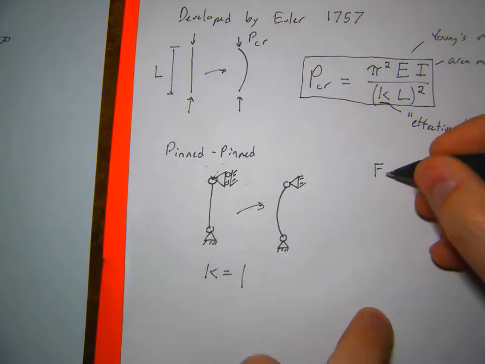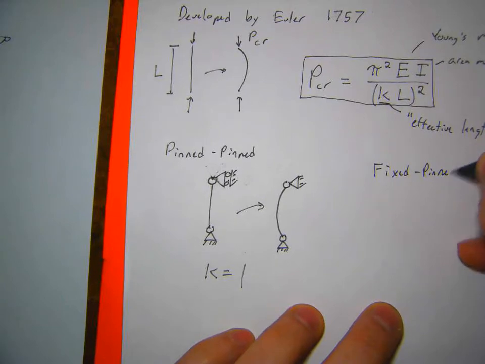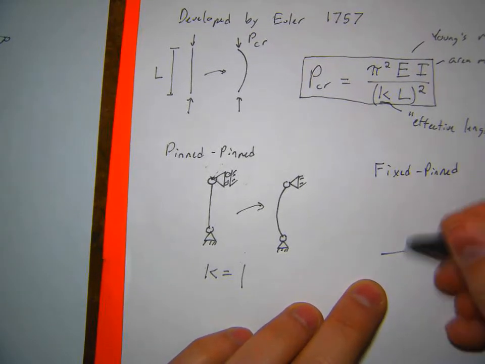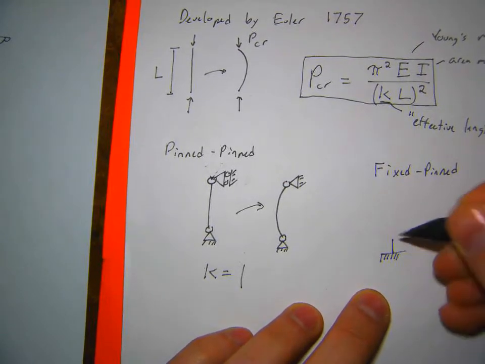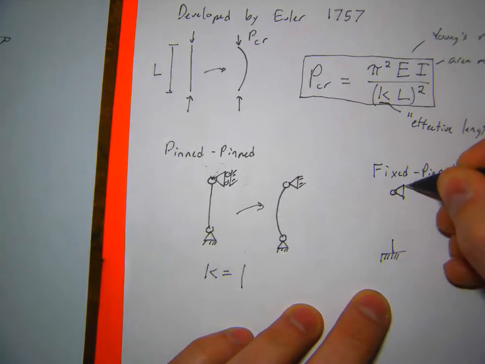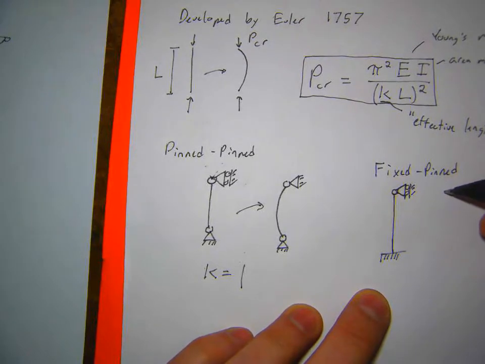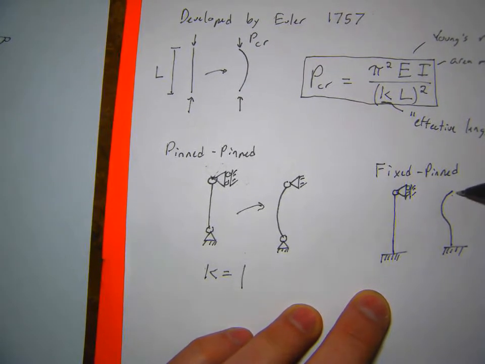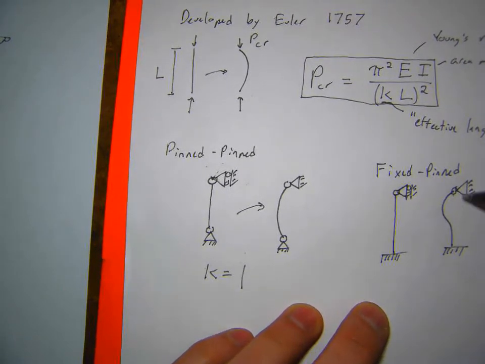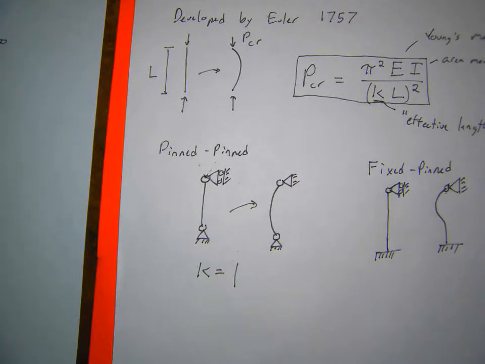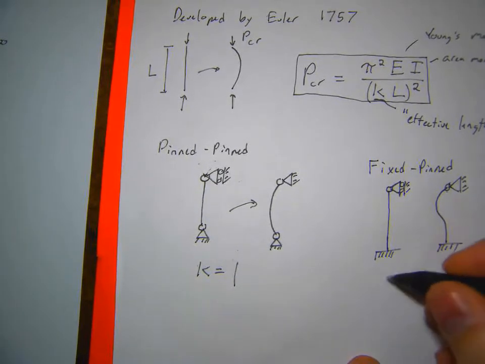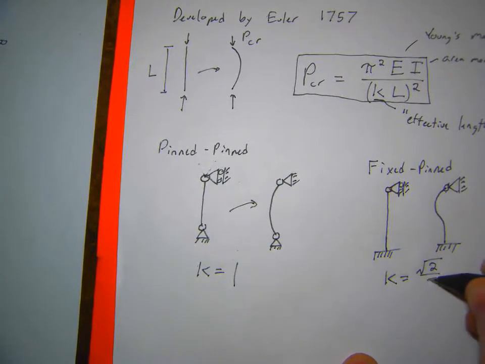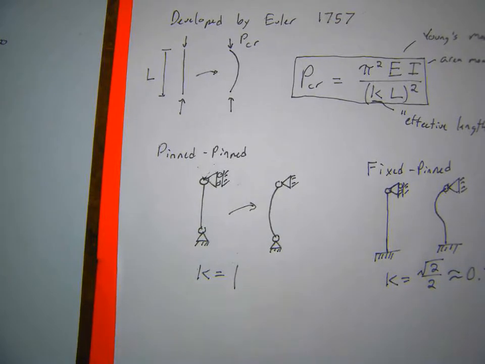There's a fixed-pinned case, which I'm going to draw as a rod that's rooted to the ground, so it can't spin there, and then another rolly thing here. And this deformed state looks something like a question mark, because now I have that ground state can't move, and if I have one side fixed and one side pinned, I end up with something kind of question-marky. And for that fixed-pinned case, I have my K, which I can figure out analytically, is square root of 2 over 2, or like 0.707 something.